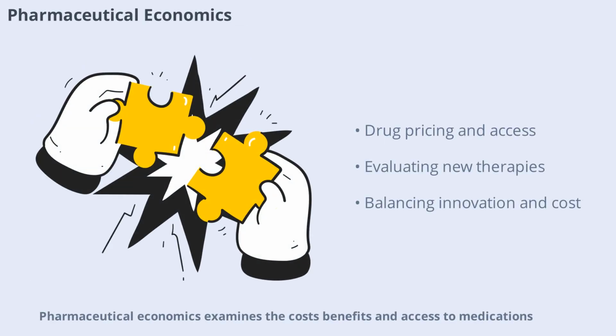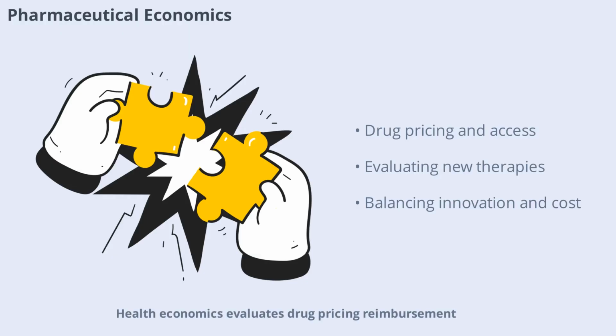Pharmaceutical economics examines the costs, benefits, and access to medications. Health economics evaluates drug pricing, reimbursement, and the impact of new therapies. Balancing innovation, affordability, and access is a key challenge. Effective pharmaceutical resource allocation ensures that patients receive the medications they need without overwhelming healthcare budgets.